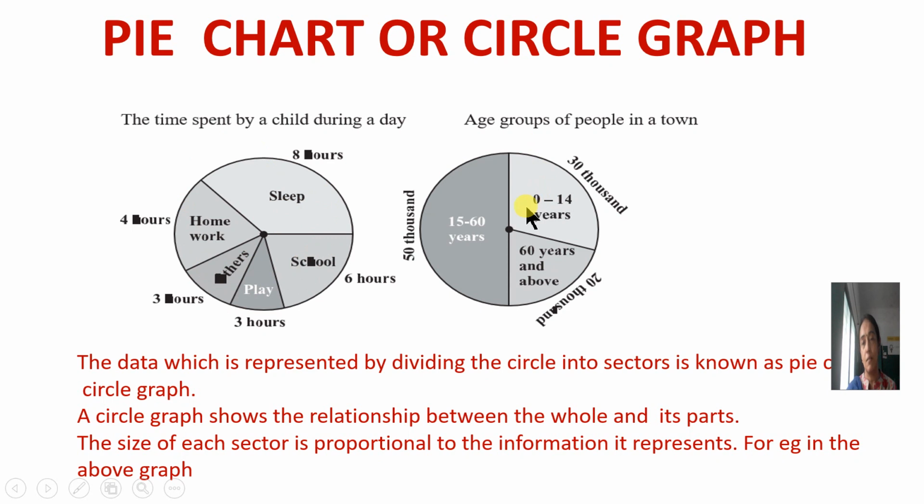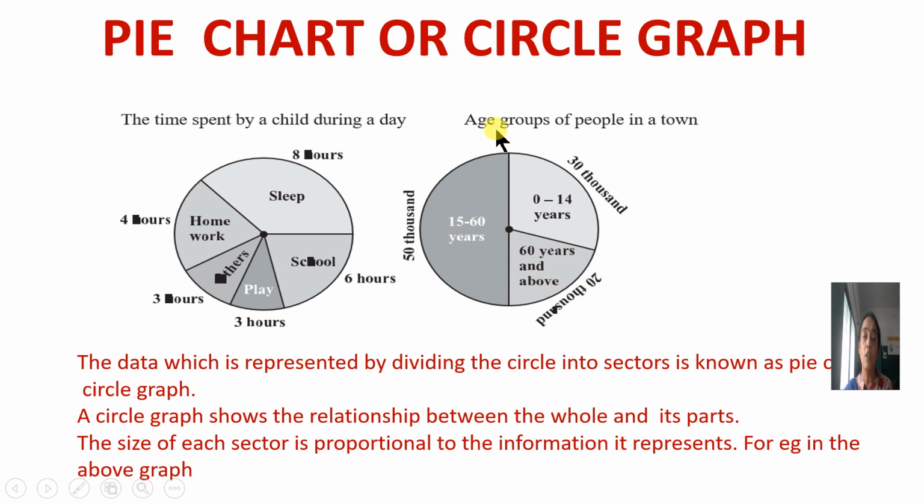In this circle graph, it is a total population. The whole circle represents the total number of people in the town. Then they are divided into groups. That is, from 15 to 60 years of age, 50,000 people belong. 30,000 people are of the age group 0 to 40. And 60 years and above, there are 20,000 people.